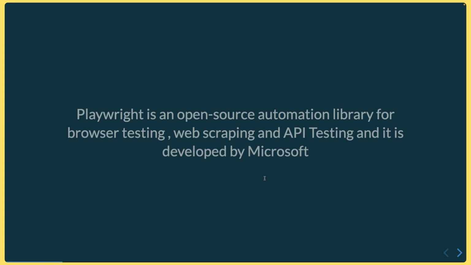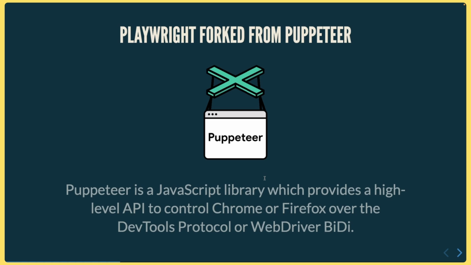Playwright was forked from Puppeteer, which was developed by Chrome developer team. Puppeteer is a JavaScript library and supports Chrome and partially Firefox. It utilizes WebDriver BiDi and Chrome Developer Tool protocol. However, Playwright currently does not have support for WebDriver BiDi. These two frameworks have some key similarities and differences.